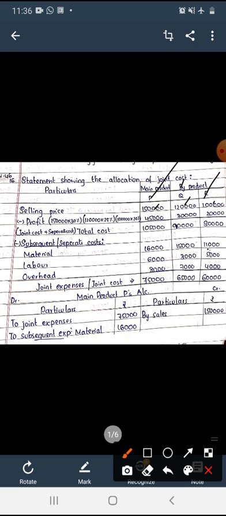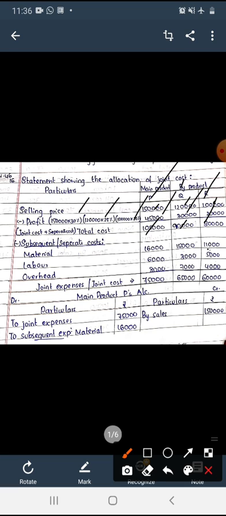How to find out the profit? Profit estimated 30%, 25% and 20%. So 1,50,000 into 30%, 1,20,000 into 25%, 1 lakh into 20%. This is 45,000, 30,000 and 20,000. Now the remaining is the total cost. Selling price minus profit is equal to total cost. Next, minus subsequent or separate cost. We have to deduct this because we need only the joint cost.